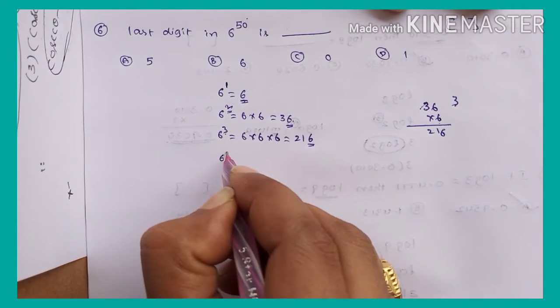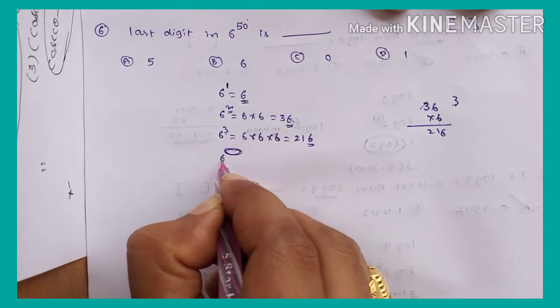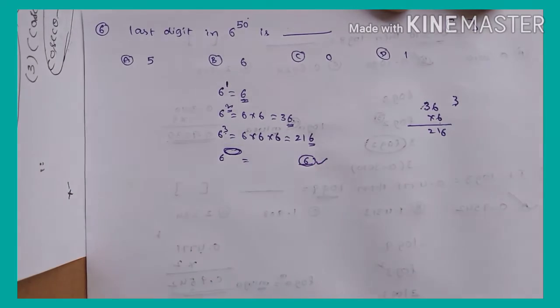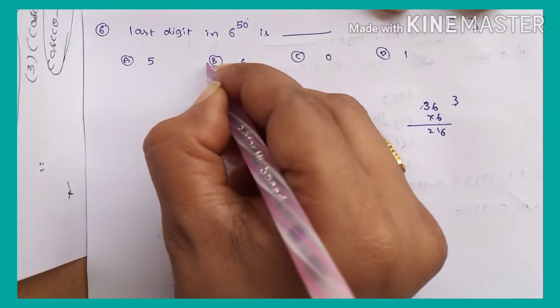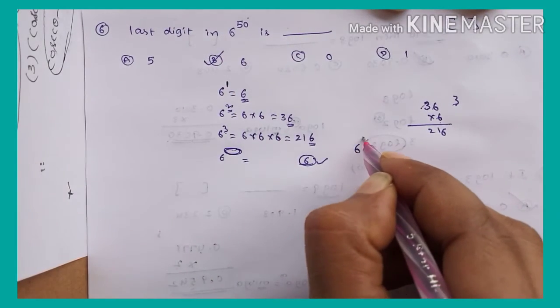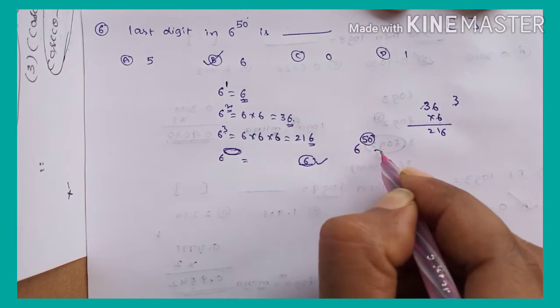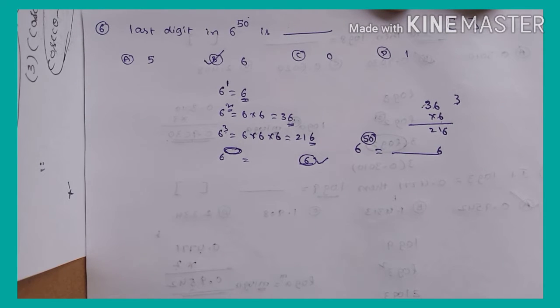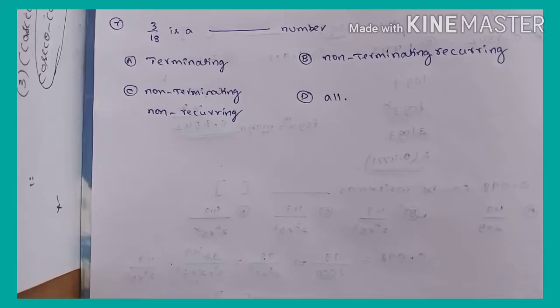When you take any number to the power of 6, the last digit is always 6 only. So option B is correct, because 6 to the power of any value always ends with 6. So option B is correct.